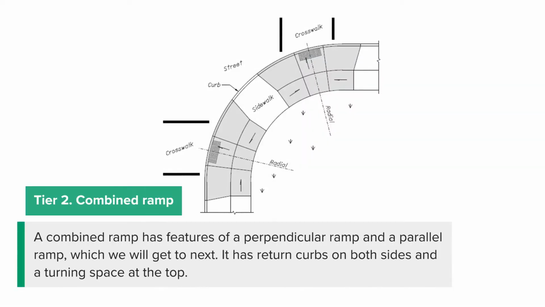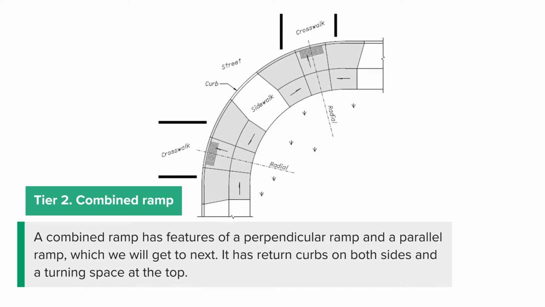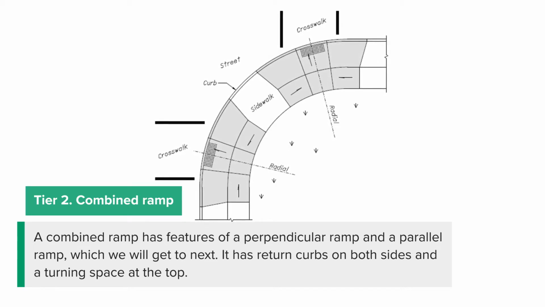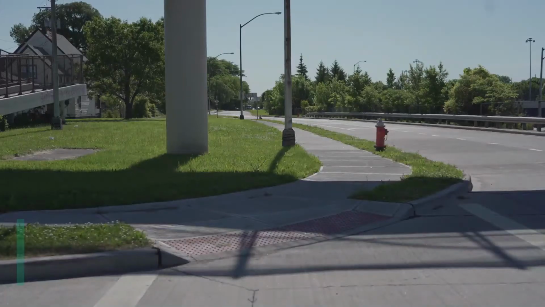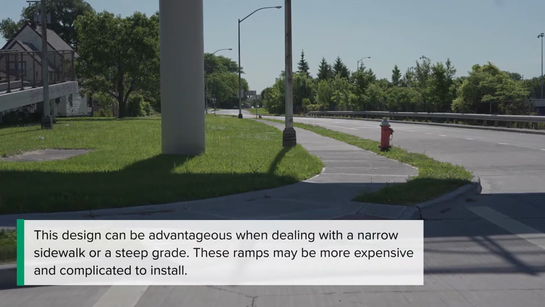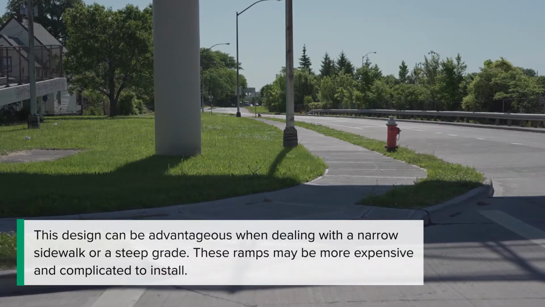A combined ramp has features of a perpendicular ramp and a parallel ramp, which we will get to next. It has return curbs on both sides and a turning space at the top. This design can be advantageous when dealing with a narrow sidewalk or a steep grade. These ramps may be more expensive and complicated to install.